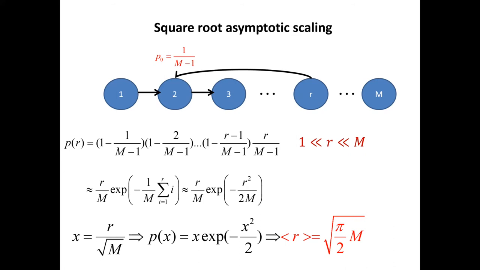Okay, so this is a very simple probability distribution of X. You can find all the statistics of X, the first moment, second moment, etc. In particular, the average value of X is given by the square root of pi over 2. So if you go back to R, this predicts that the average value of R that you can get in this model will be the square root of pi over 2 times the square root of M. So a very simple expression. And this justifies a priori our assumption that R will be much less than M, right? If M is a big number, then indeed R is much less than M, and much bigger than one. So it's somewhere in between.